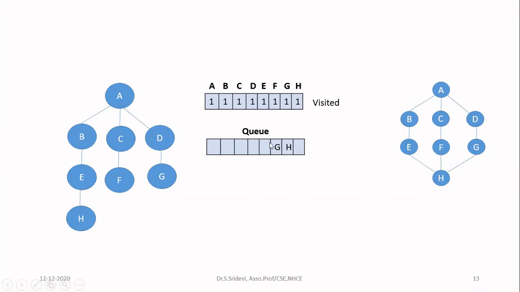The next node is G. G is now having two neighbors. One is D, another is H. And both the neighbors have been already visited. So you cannot explore that further. So remove that also from the queue.